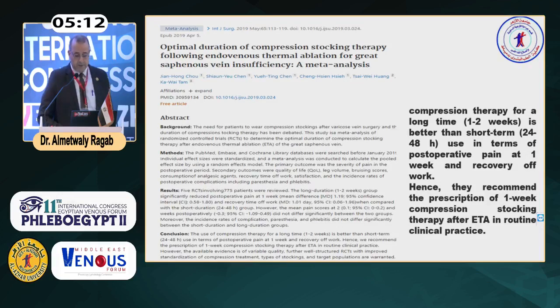Hong Shou, in a meta-analysis on the optimal duration of compression stocking therapy following endovenous thermal ablation for great saphenous vein insufficiency, concluded that compression therapy for a longer time, 1 to 2 weeks, is better than short-term, 24 to 48 hours, in terms of post-operative pain at 1 week and the recovery of work. Hence, they recommend the prescription of 1 week of compression stocking therapy after endovenous thermal ablation in routine clinical practice.